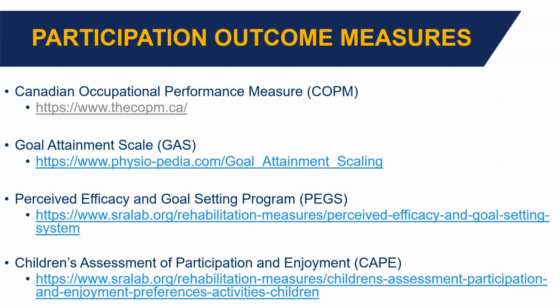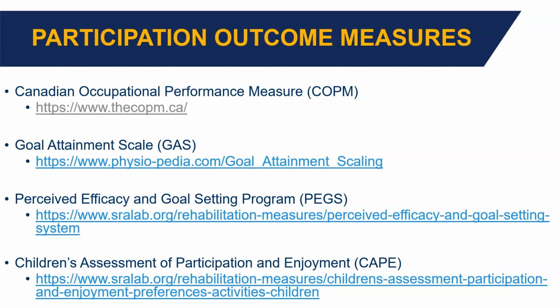The Goal Attainment Scale is a method used in PT to set individualized goals and measure progress towards these goals. It involves collaboratively setting specific and measurable goals with the patient and assigning a numerical scale to define different levels of goal attainment. The GAS allows for a more individualized and patient-centered approach to goal setting and provides a standardized way to measure progress in PT interventions.